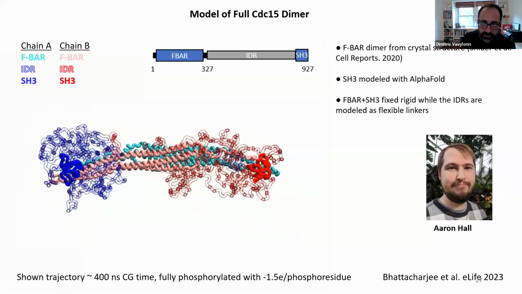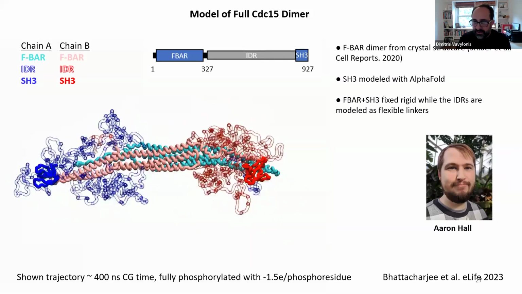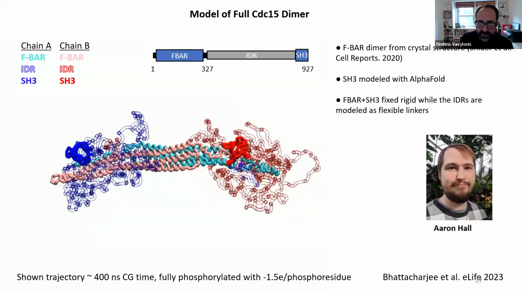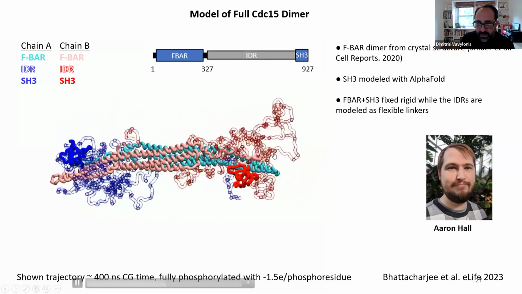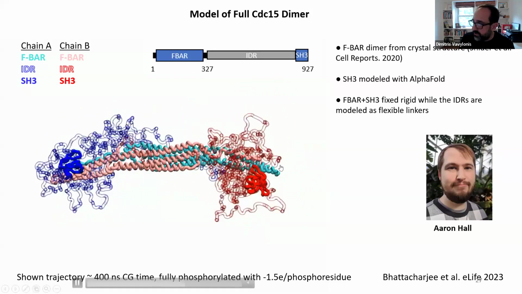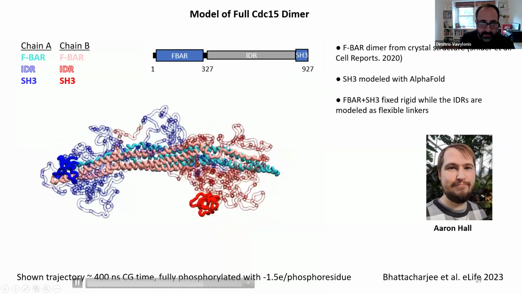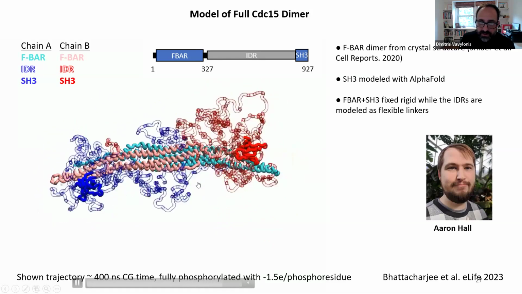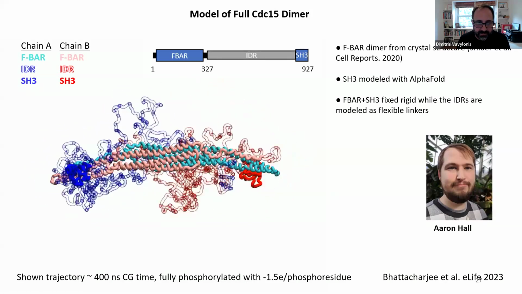When the disordered region is fully phosphorylated, we have all these 35 amino acids with a negative charge on them. And you can see what happens in the simulation is that these floppy regions tend to hover around the positively charged end of this F-bar region. And while they can reach out to find each other, they are not so interested, because they have similar charges.